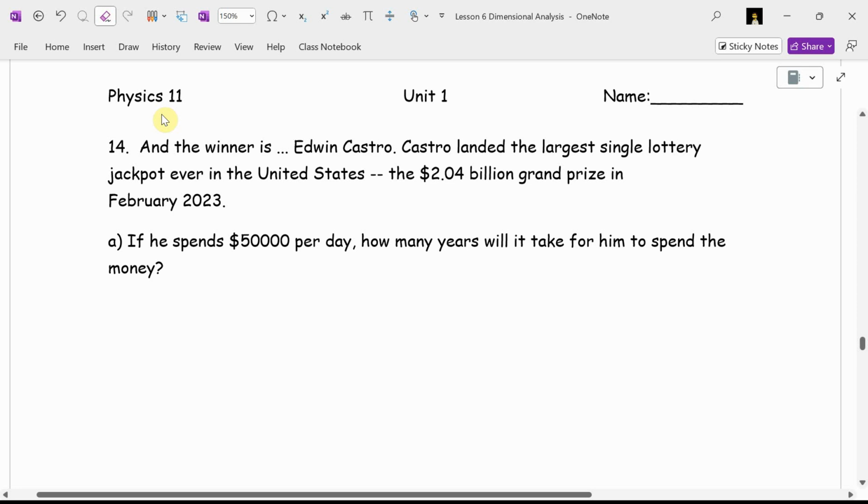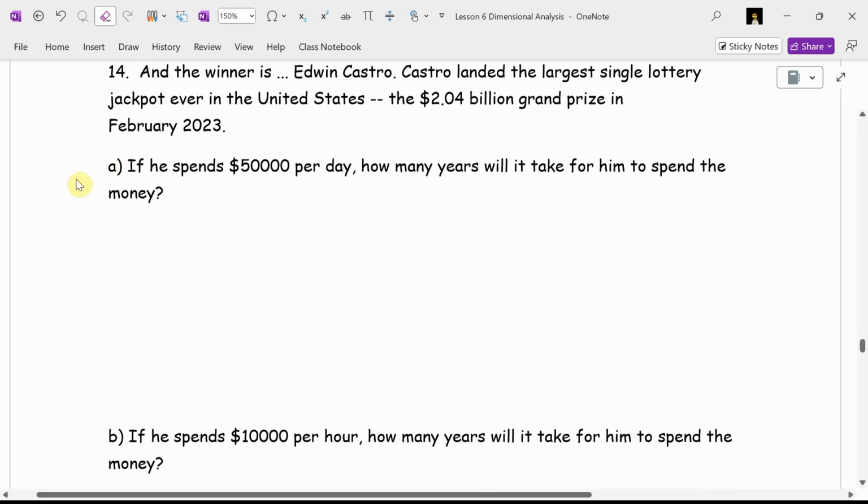Let's win the lottery. I had to change this last year because the record got broken. The previous record was from 2001. In the US, they run something called the Powerball lottery. A whole bunch of the states get together and combine one big Uber lottery. And last year, February 2023, Edwin Castro won the biggest prize ever, $2.04 billion. Hey, let's spend it.